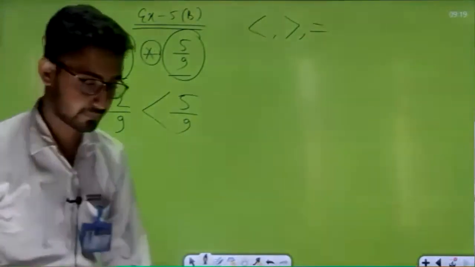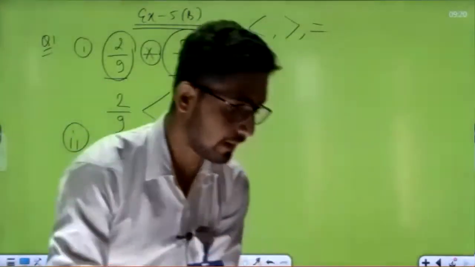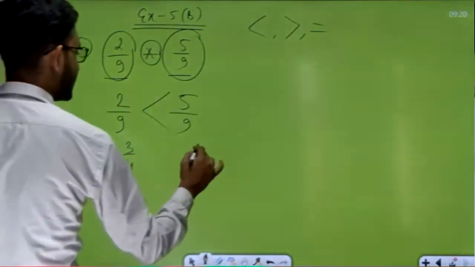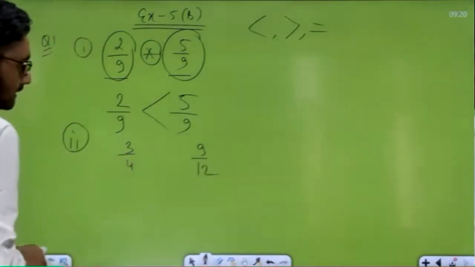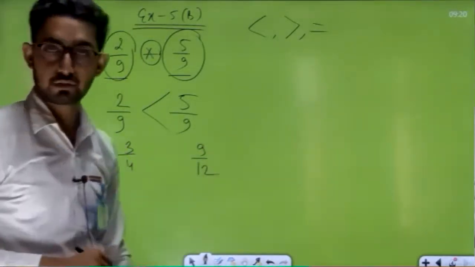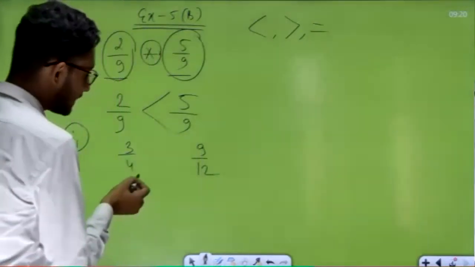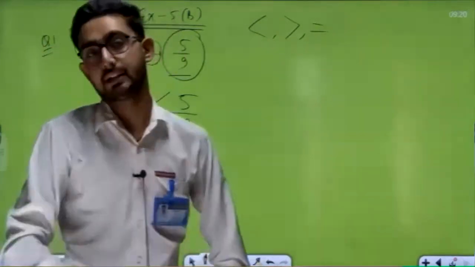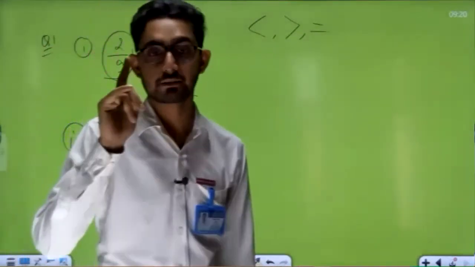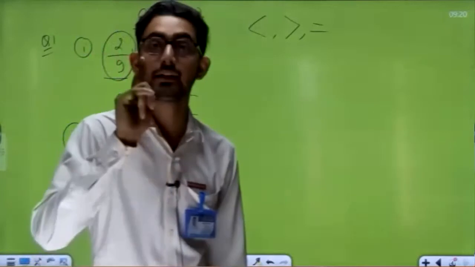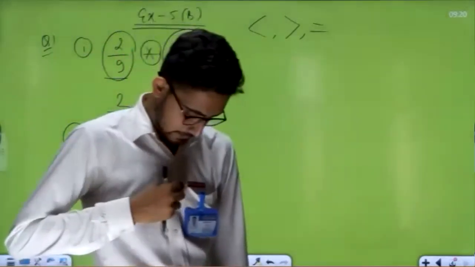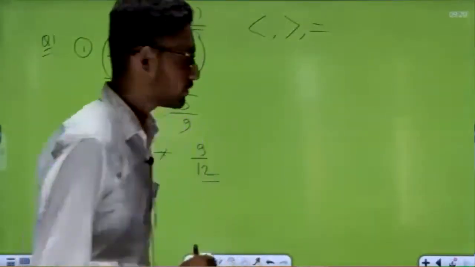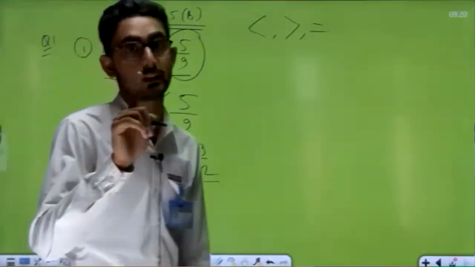Let's see. Next part, that is 3 upon 4, 9 upon 12. Okay. Now how do you solve this question? Actually, when denominators are different, then we can do it in two ways. By the cross multiplication method. By the cross multiplication method. Okay, just wait. So how like this? And where to start from is a very important thing.